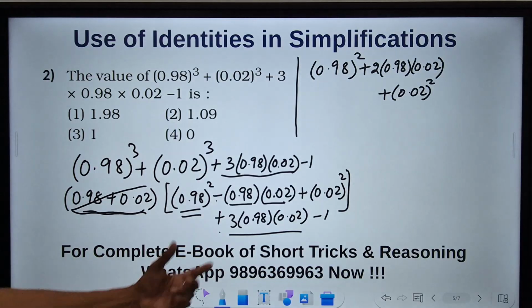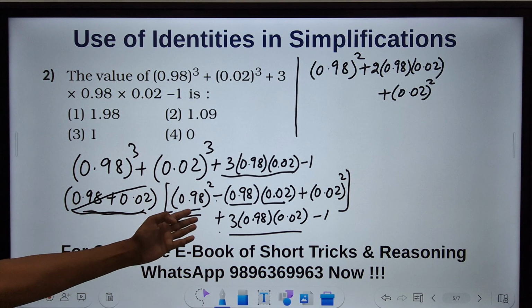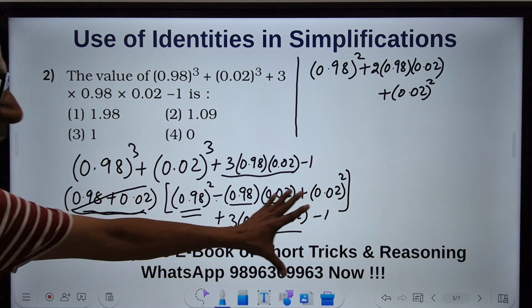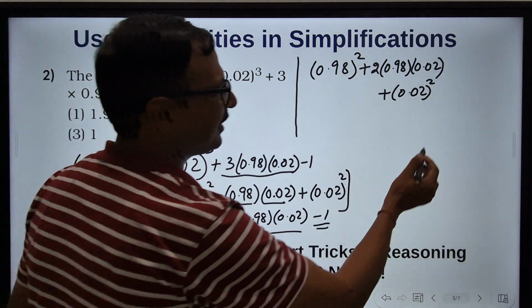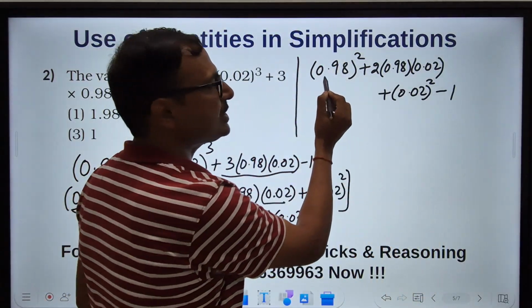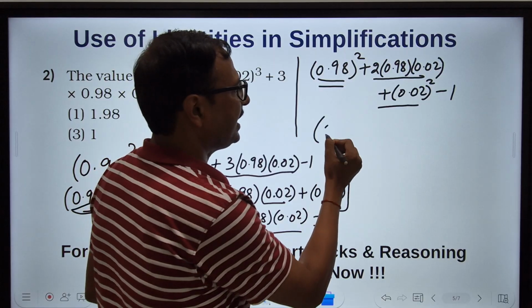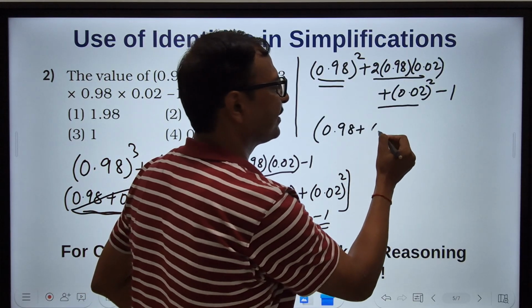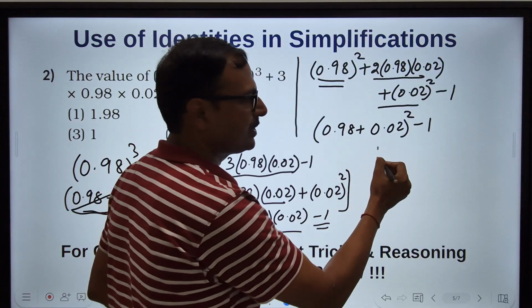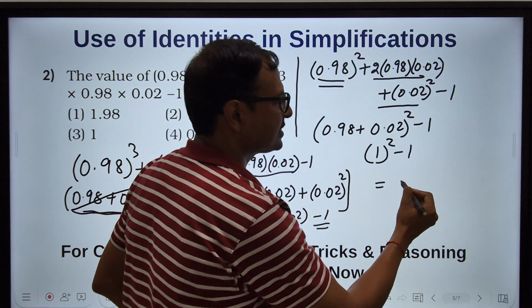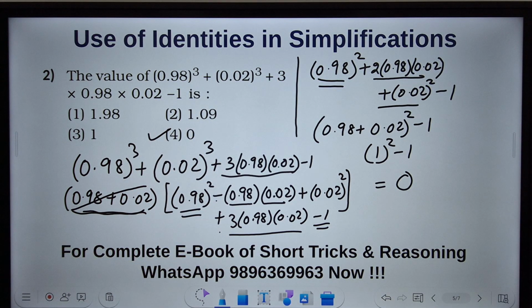See, I combined this part with the part here, and what else is there in this step? We missed out on this 1, and so I have to write that 1 also. And can you see this is a square plus 2ab plus b square, which is a plus b whole square. And how much is this? This is 1. So 1 square minus 1, the answer is 0. So where is the answer? The fourth part is the answer.